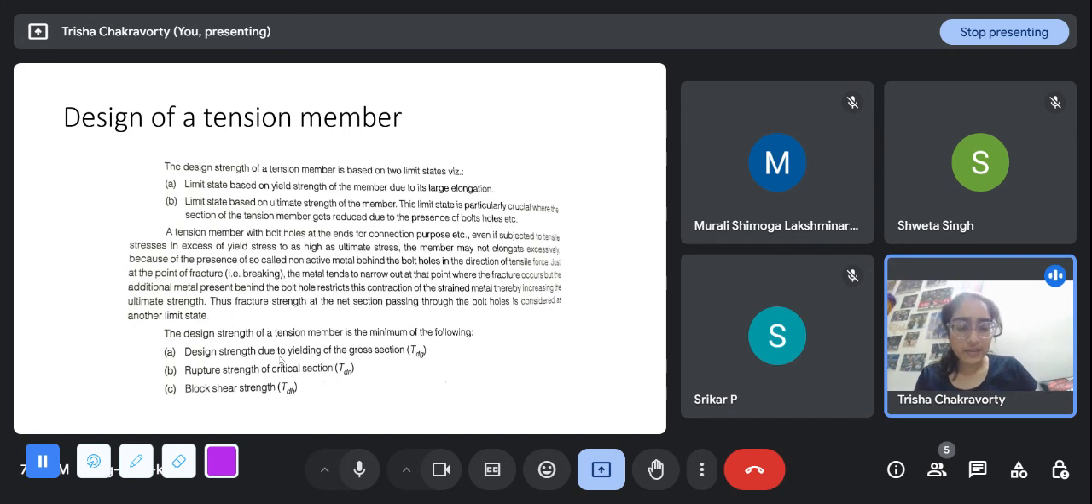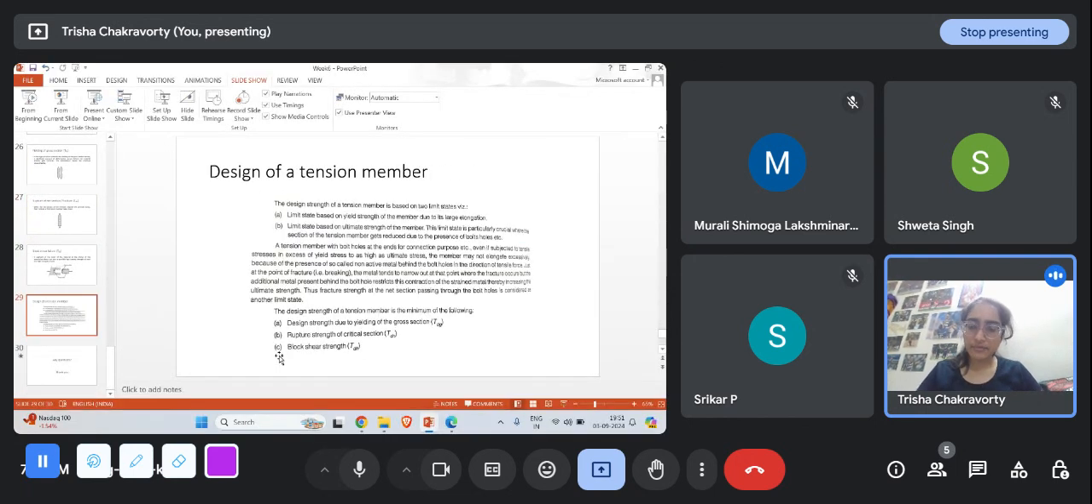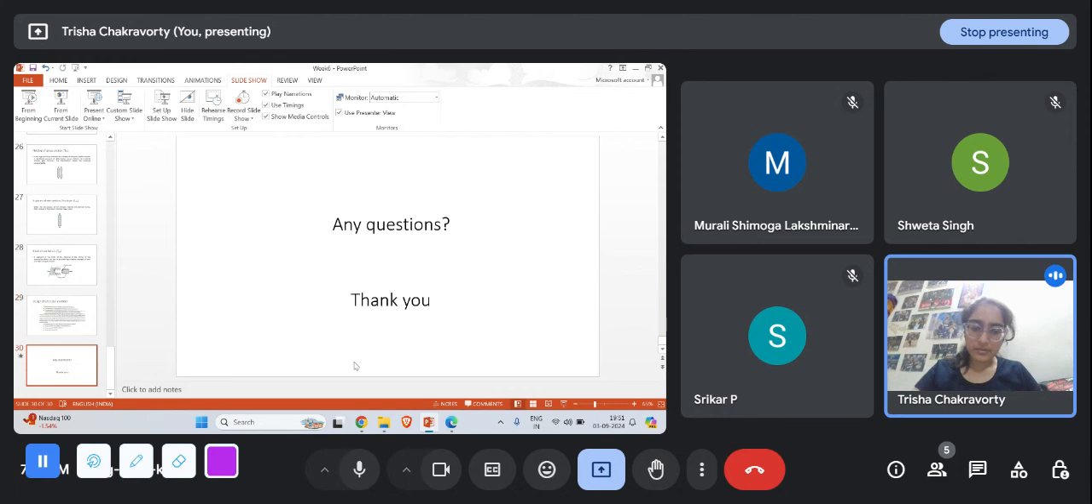So next class we will look at some examples of design of tension members, and we'll also see how the shear lag factor works. Okay, so are there any questions?